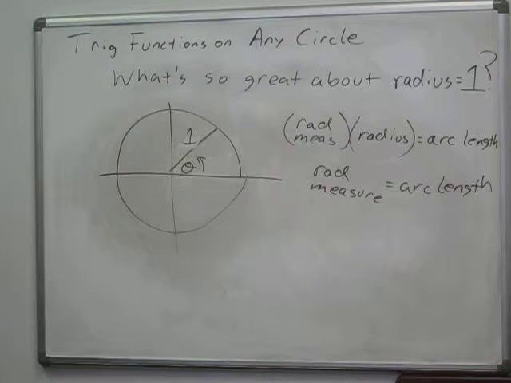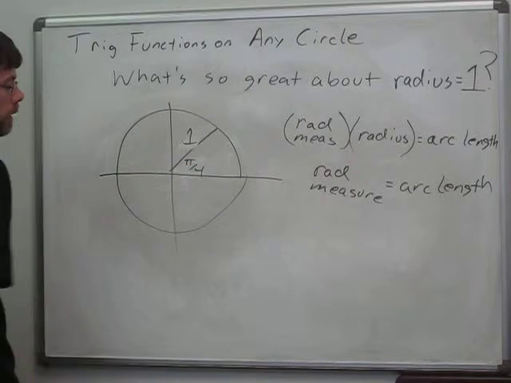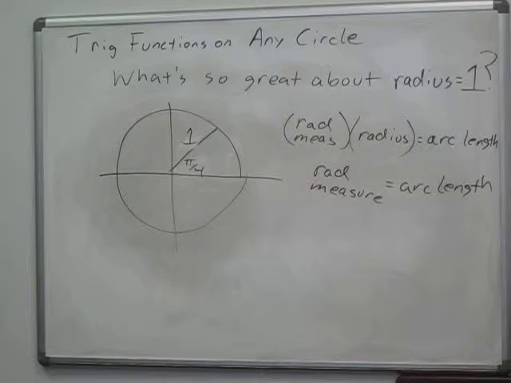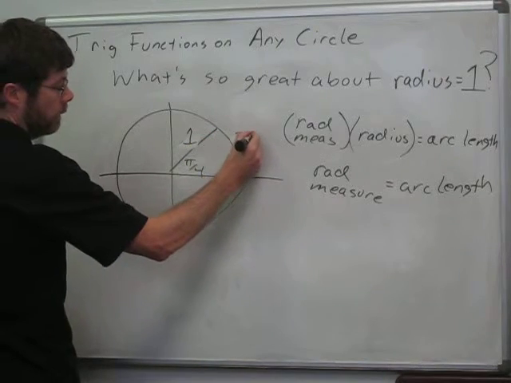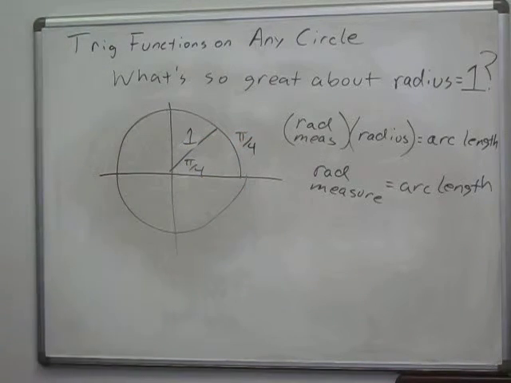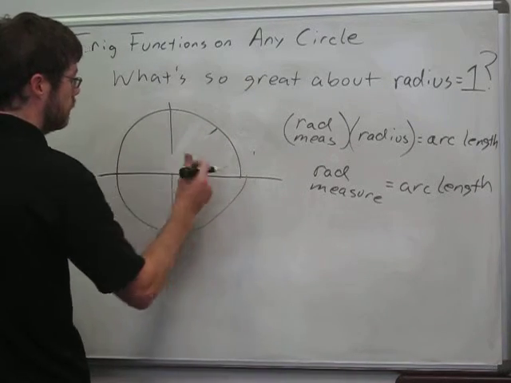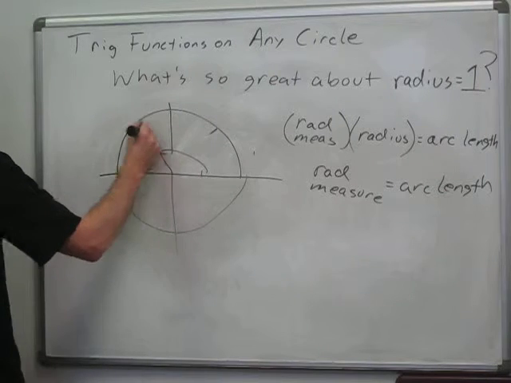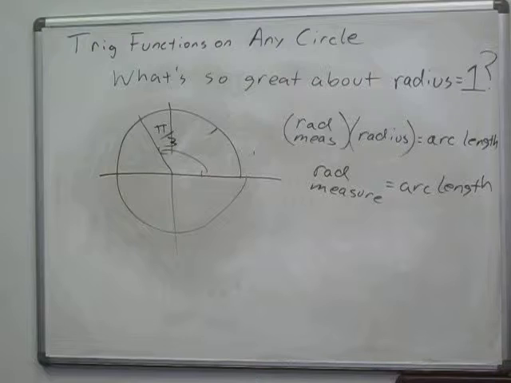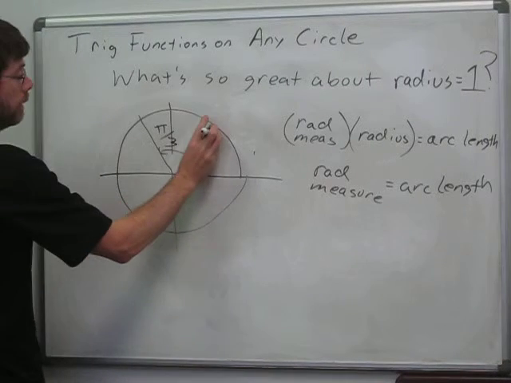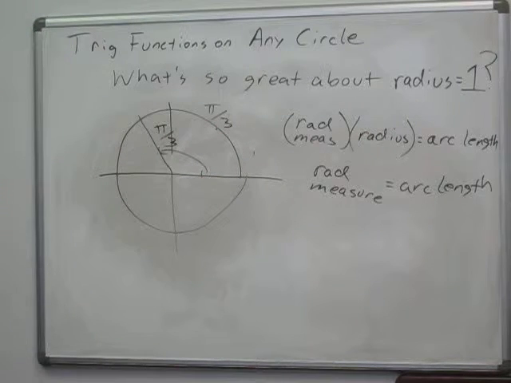Right? So for example, suppose we had a radian measure of pi over 4. Then the length of this arc is going to be pi over 4 units. Suppose we went pi over 3 radians, right? Then the length of this arc is going to be pi over 3 units.